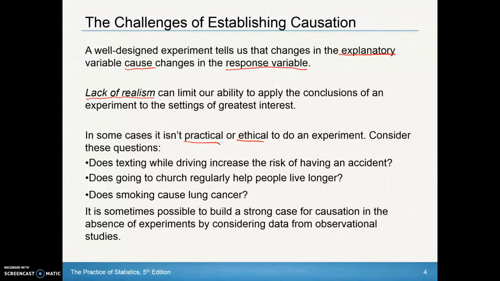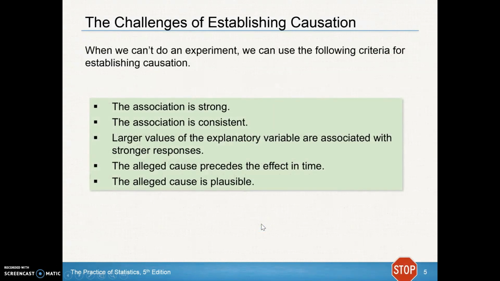So, lastly, it is sometimes possible to build a strong case for causation in the absence of experiments by considering data from observational studies. So it is possible, but again, we'd rather have an experiment, but absent of being practical or ethical, you probably would have to do an observational study. All right. So, to do that observational study when we can't do an experiment for a variety of reasons, either too expensive, too time-consuming, unethical, not practical, this is the following criteria we would use to establish causation.